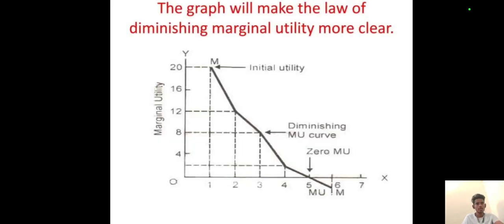The graph will make the law of diminishing marginal utility clear. It contains the initial utility, the diminishing curve, and the zero marginal utility. It goes down, diminishing the marginal utility.